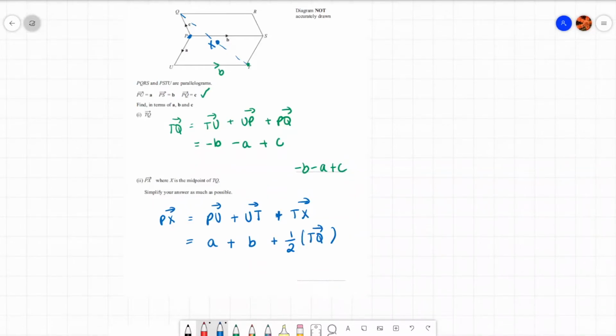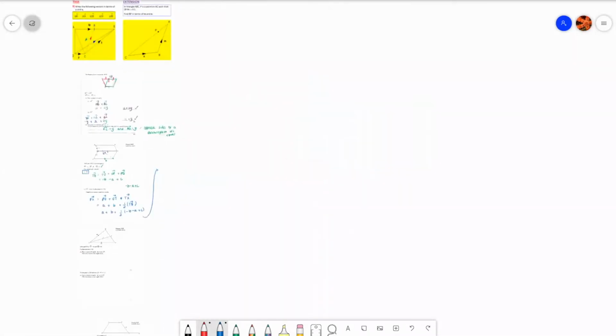Okay, now notice the examiner made us work out T to Q at the first question. So obviously we're going to be needing that. So I've got A plus B plus a half of, well, what was T to Q? It was minus B minus A plus C. Okay, I'm just going to write that down here. So I'm going to expand the bracket. Let's zoom back in.